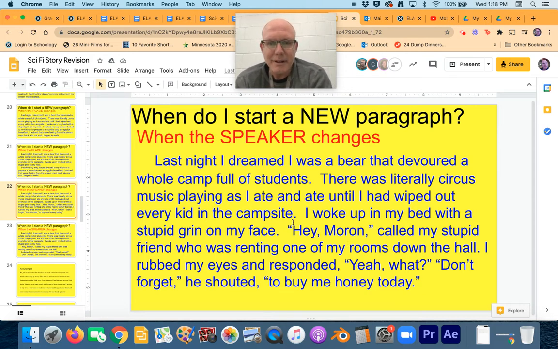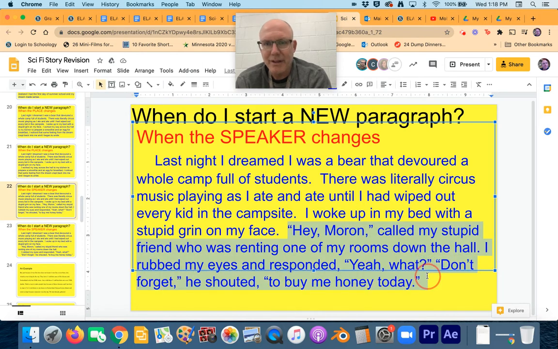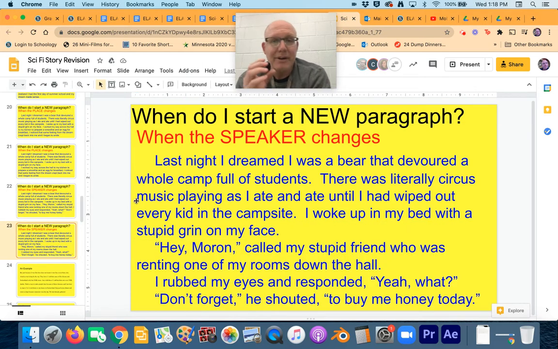So think about this. All this is smushed in here, and I saw this a lot. That's not how it's supposed to look. As a reader, we want to see very clearly who's talking, and that's what the indent will do, it will tell us when someone changes. So I've got this, then I have hey moron, called my stupid friend. That's all part of that one speaker. I rolled my eyes and responded, yeah, what?